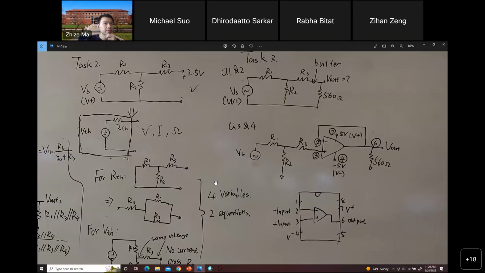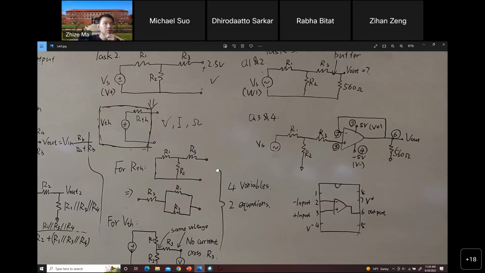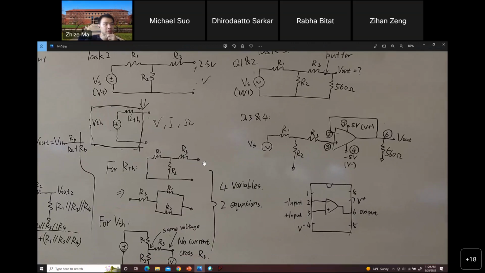I have a whiteboard note from a previous semester. It's not a very good drawing, but probably you can understand the idea. So this is a schematic for task 2. Okay, so there are two requirements. First one is the RTH, and second one is VTH.